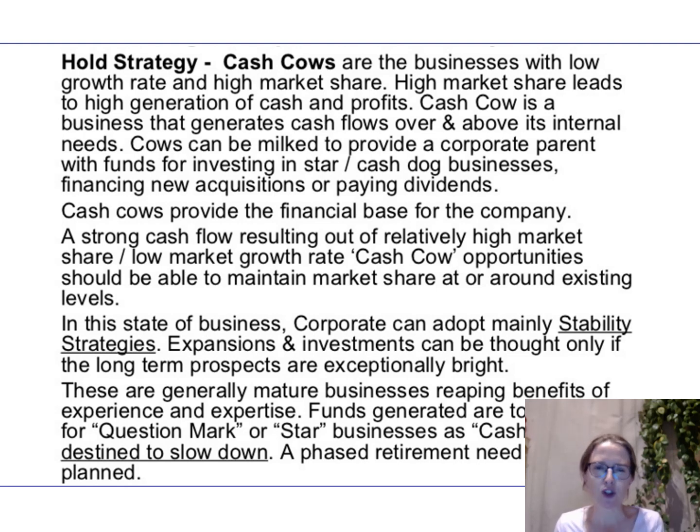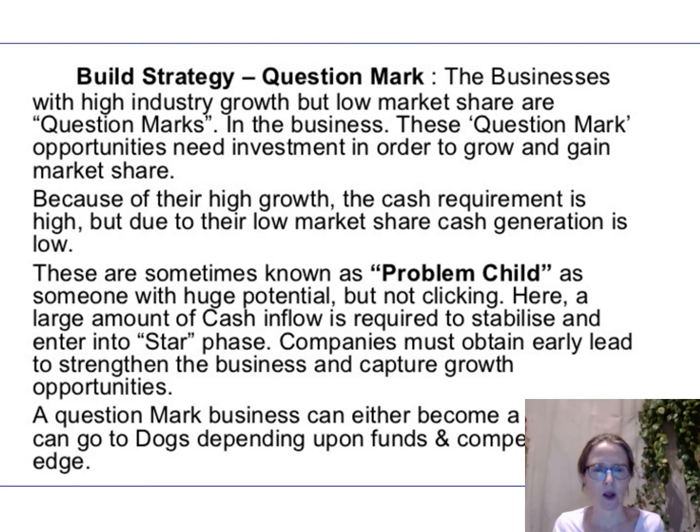So these are generally mature businesses reaping the benefits of experience and expertise. Funds generated are to be used for question mark or star businesses, as cash cows are destined to slow down. A phased retirement, therefore, needs to be planned. And then with the build strategy, as we saw in the matrix, that's where we've got the question mark. So the build strategy is the question mark. And the businesses with high industry growth but low market share are known as these question marks.